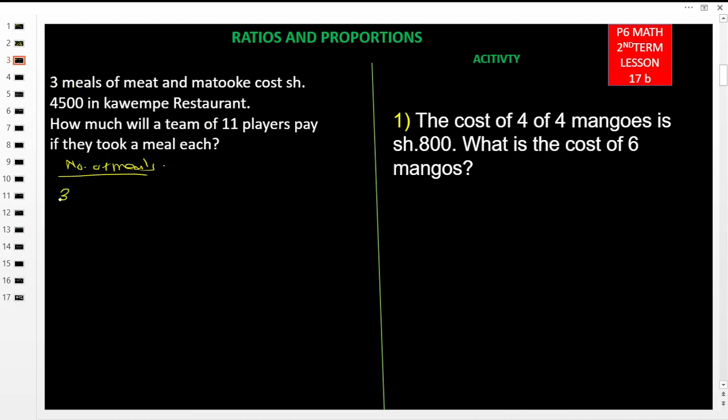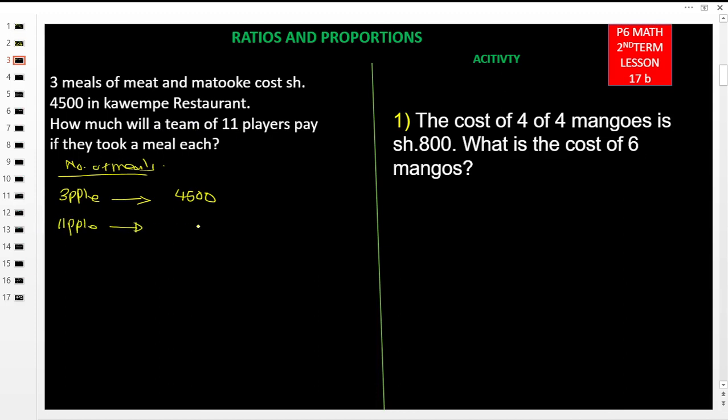So this means that 3 people here pay 4,500. That's what it means. Those are 3 meals, those are 3 people. Meaning that for every 3 people they are charging 4,500. Now how many players were they? They were 11 people here.